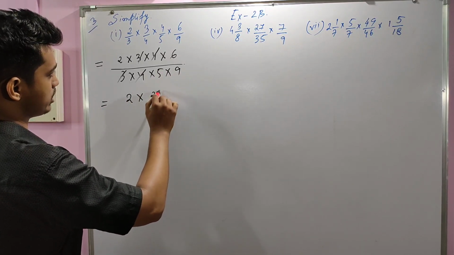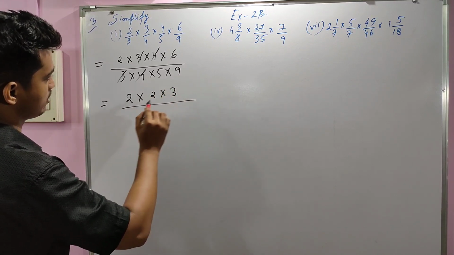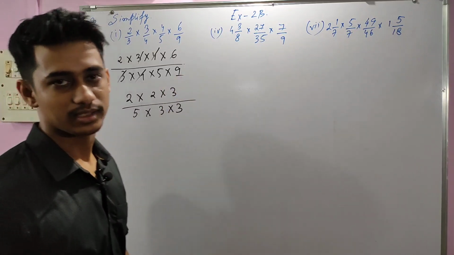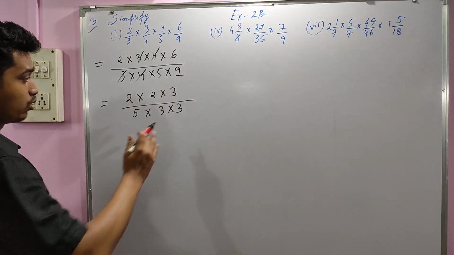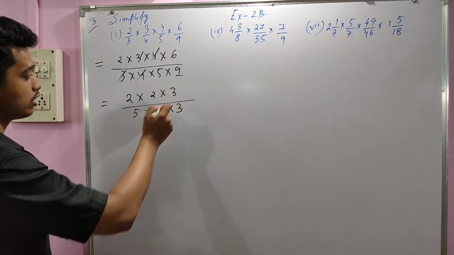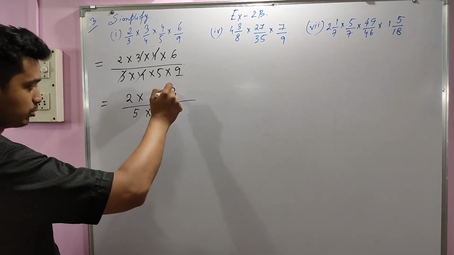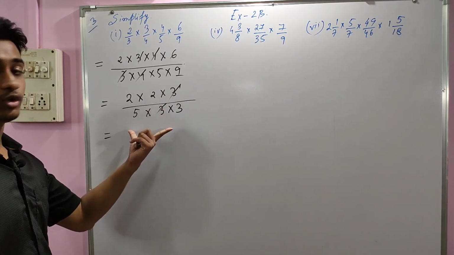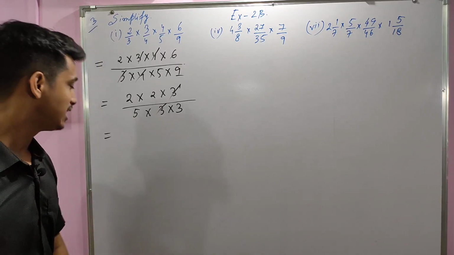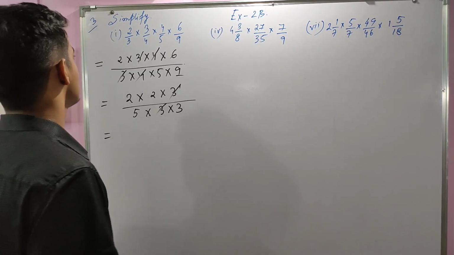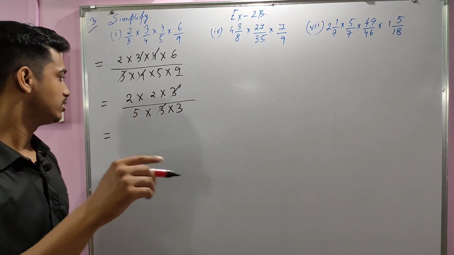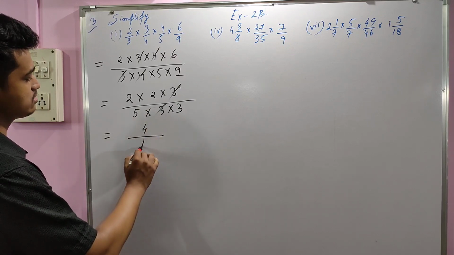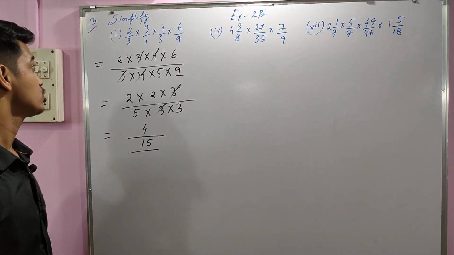6 we can write like 2 into 3 by 5 into 3 into 3, because 9 is basically 3 into 3. So here what do we observe? That 3 is also a common factor between numerator and denominator, so cancel out with each other. So here there is no common factor remaining, so whatever the answer is, it is the required answer for question number 3-1. So let's just calculate very fast. 2 into 2 is 4 by 5 into 3 is 15. So that is the answer for question number 3-1.